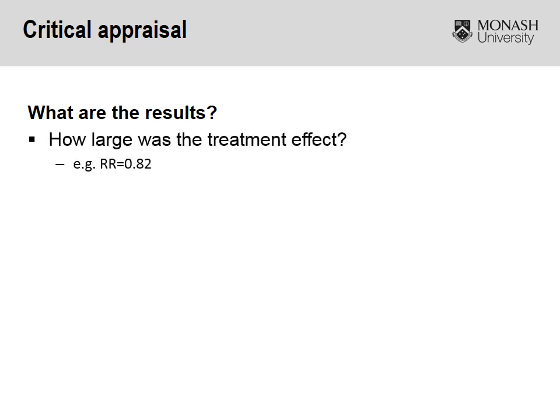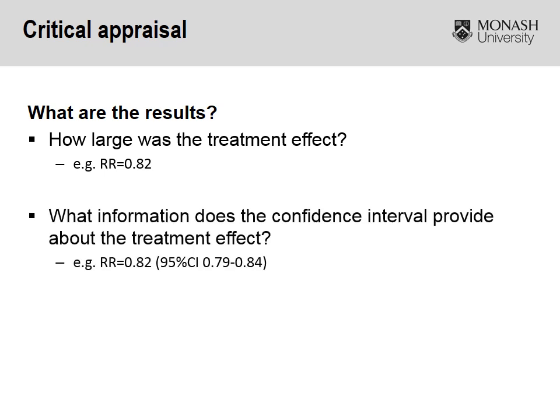So the next aspect that we'll focus on will be the results, and so being able to interpret what the results were. So if they're reported as a relative risk, understanding the difference between a relative risk below 1, a relative risk above 1, and a relative risk of 1 and what that implies. And similarly for the confidence intervals.